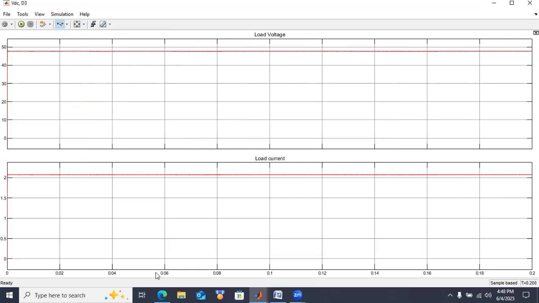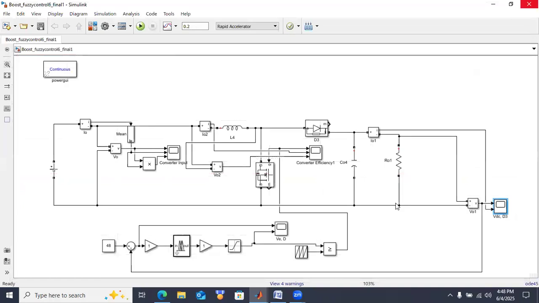This is much quicker than the PI controller. So the accuracy is increased, the voltage ripples are reduced, the speed is also increased, and the settling time is reduced here. Okay, so the fuzzy controller provides better performance than the PI controller for this boost converter circuit.